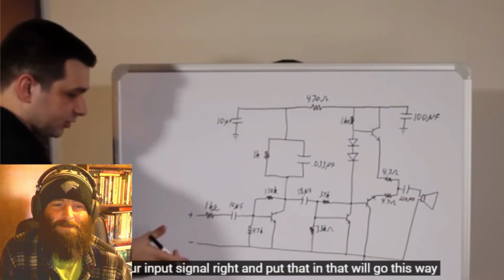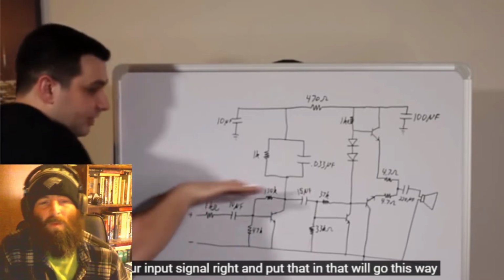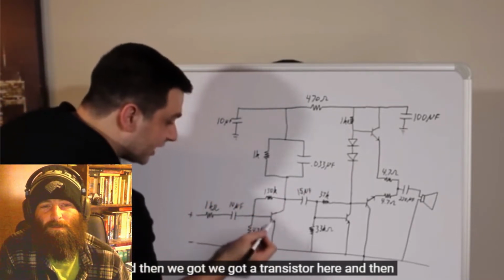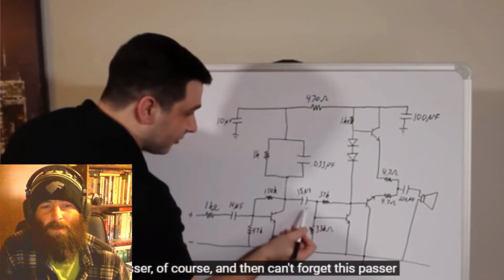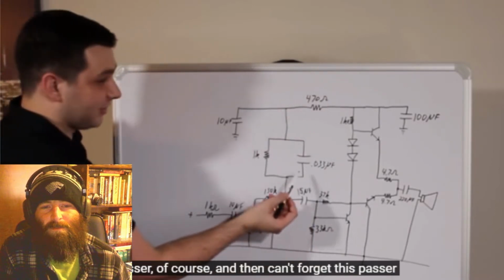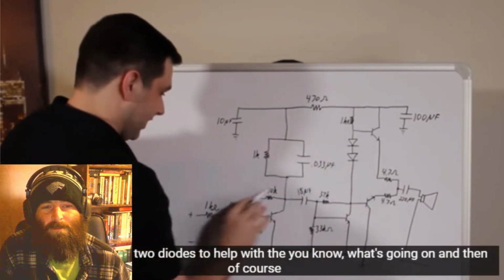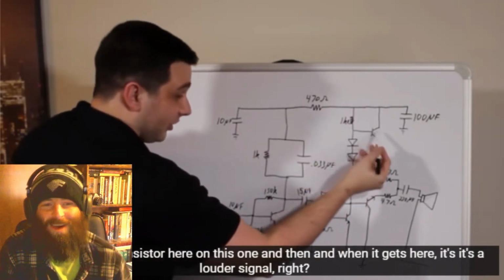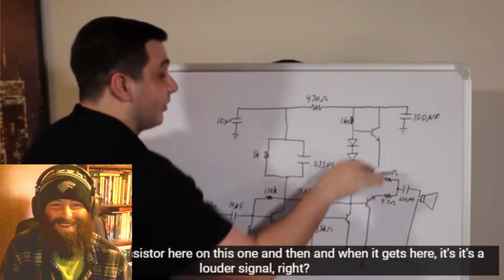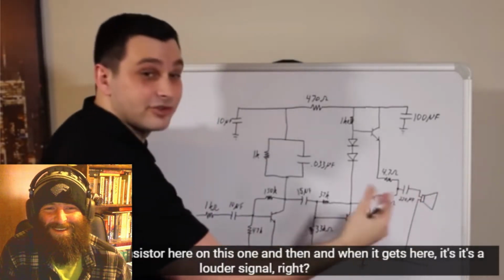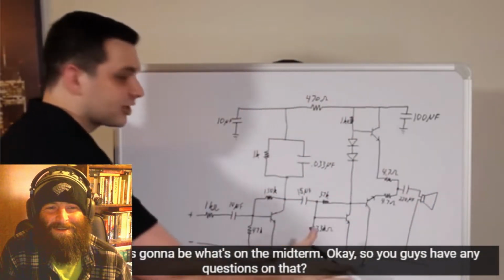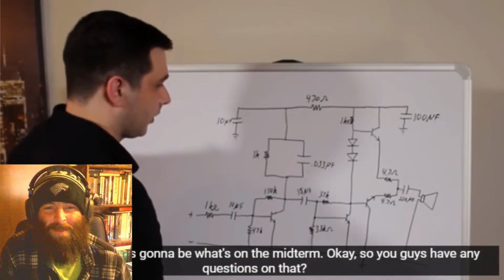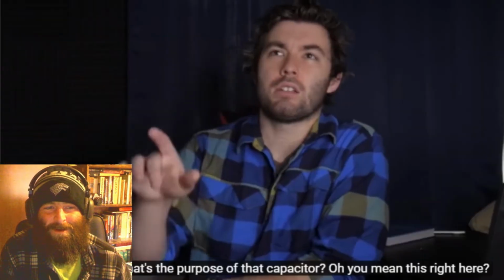In summary, we have our input signal, right? We put that in and it will go this way, and then we got a transistor here, and then a capacitor, of course, and then can't forget this capacitor, right? And of course, 2 diodes to help with the, you guys know what's going on. No, we don't. And then, of course, we got another transistor here on this one, and then when it gets here, it's a louder signal, right? So the middle part's going to be what's on the midterm. Okay, so you guys have any questions on that? High school shop teacher.